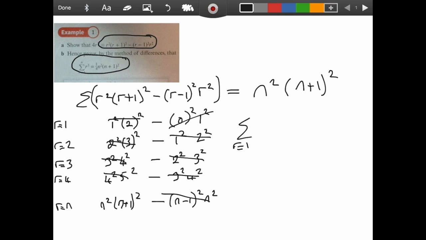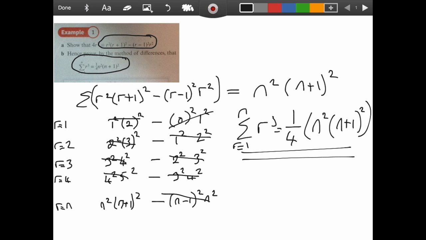So the sum from r equals 1 to n of r cubed is 1/4 n squared (n plus 1) squared. And that's it.